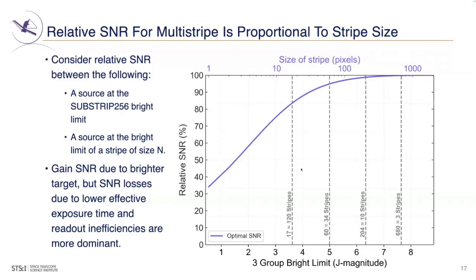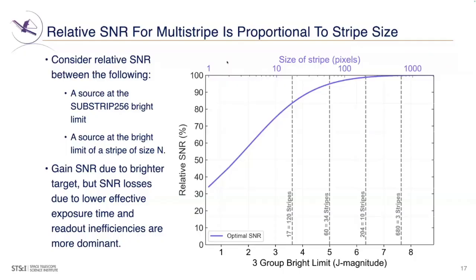Now, for the 4 subarrays we've picked here, the 17, the 60, the 204, and the 680, it's not too bad. We get the optimal relative signal to noise of only about 85%. So you're taking about a 15% hit relative to something at the bright limit. And really, if you're using some of these broader stripes, it's not a big hit at all. You're talking about maybe 3% or so.